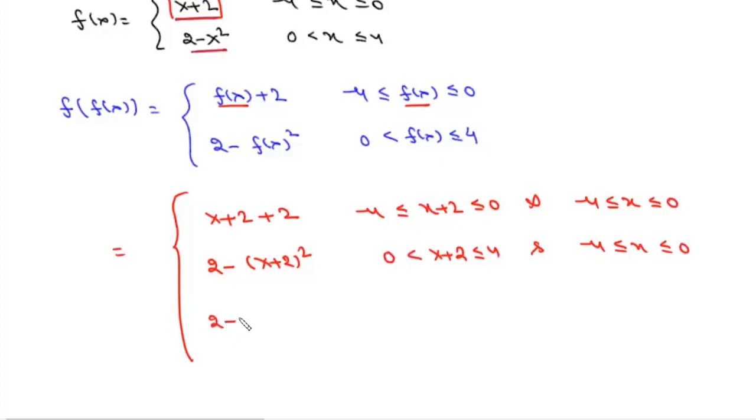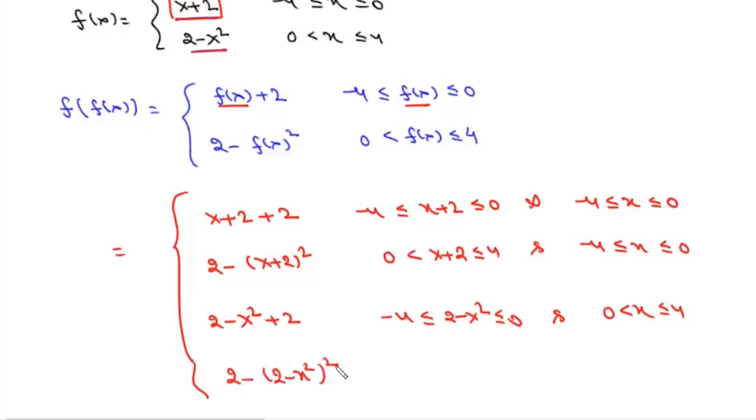Now we have this other definition, which is 2 minus x square. So it will be this (2 minus x square) plus 2 when minus 4 is less than or equal to 2 minus x square is less than or equal to 0, and here the value of x lies between 0 and 4, and then we have 2 minus (x square) whole square when 0 is less than 2 minus x square is less than 4, and x lies between 0 and 4. Now first we'll simplify these intervals.